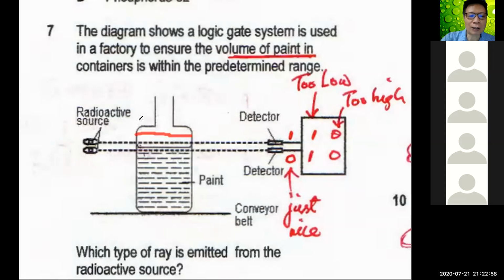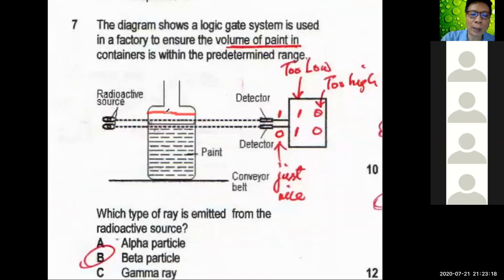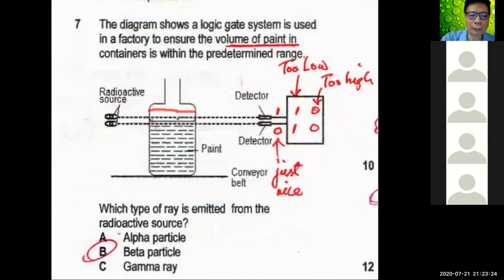You see, this is a container. Usually the container is aluminum. Container, and then you have paint. You want to check, so you must be able to penetrate the container. So gamma is not suitable. Let me explain that the answer is beta. You know why? Because gamma is too strong. Too strong means whether here has paint or no paint, it makes no difference. So gamma gives a high reading.